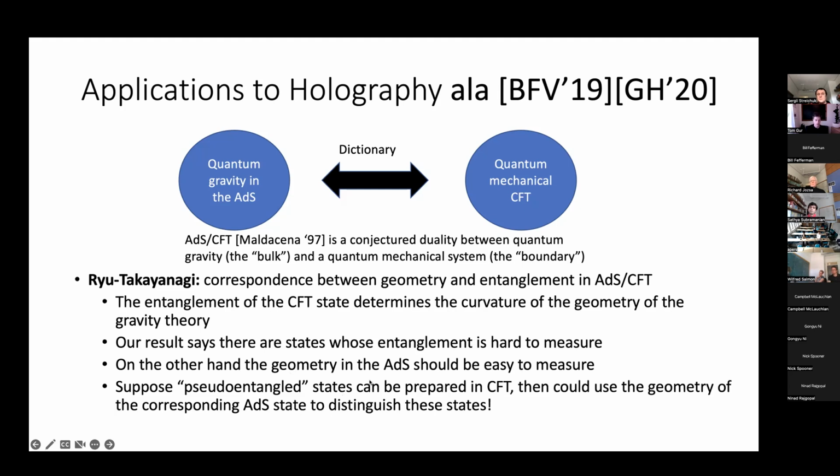So what we're saying is, let's suppose we have a toy model in which pseudo-entangled states really can be prepared by evolution with the Hamiltonian of this quantum mechanical CFT theory. Well, then, since we could use the geometry of the corresponding anti-de Sitter space state to distinguish these states, this dictionary mapping, the duality between these two theories, must be very complicated. It must be hard to describe because, again, entanglement is something that you can't feel and geometry is something that we think we can feel. So the dictionary must be obscuring some of this efficiency.